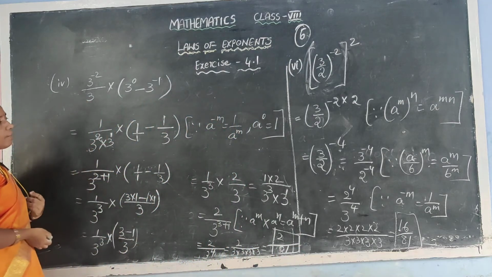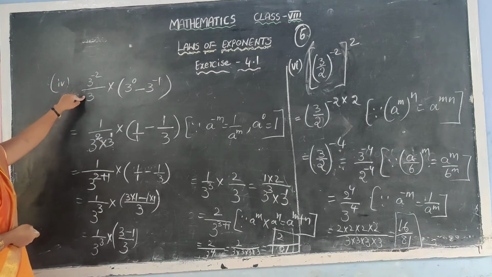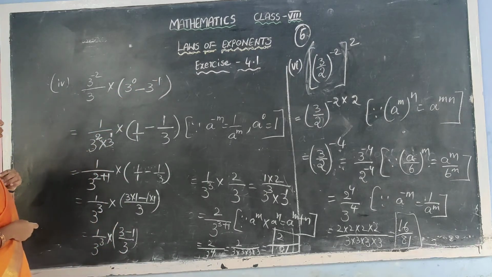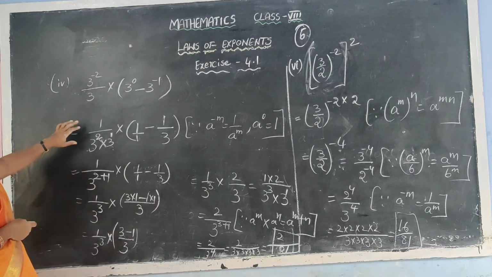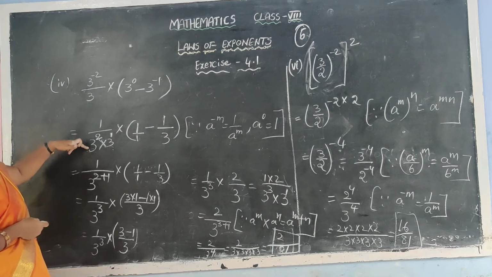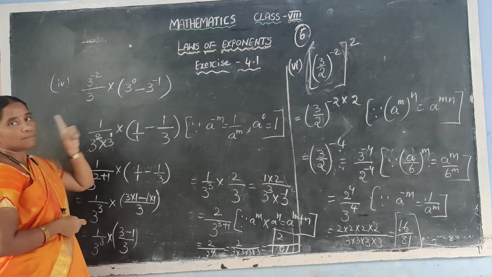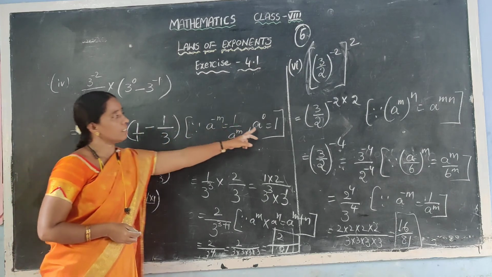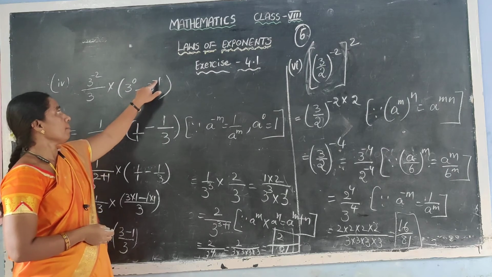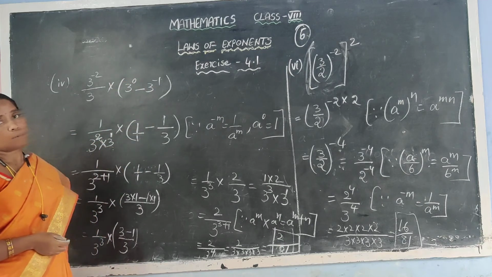Once again, I am explaining to you. Listen here. What is the question? 3 power minus 2 by 3 into 3 power 0 minus 3 power minus 1. Okay, so what should we notice to apply here? There is a negative exponent here. So if we take its reciprocal, what happens? It becomes positive. So 3 power 2 into 3 power 1 into 3 power 0, which means value is 1. Anything power 0 has value 1. So 1 by 1, 1 minus 3 power minus 1. For a negative exponent, what do we do? By taking the reciprocal we can make it positive.